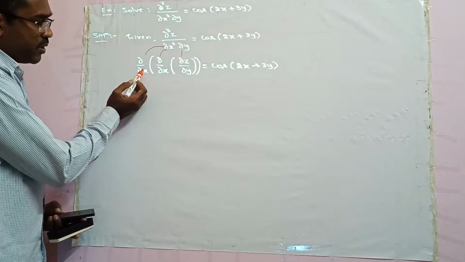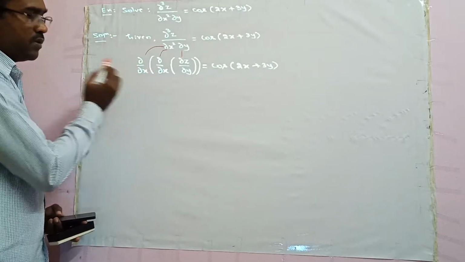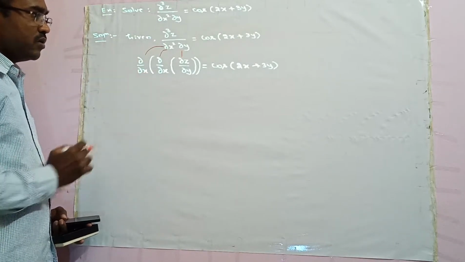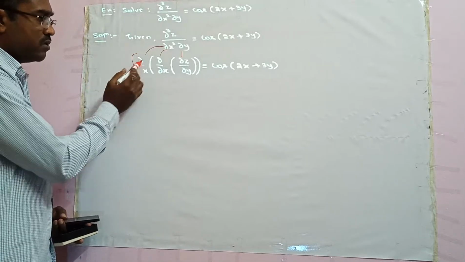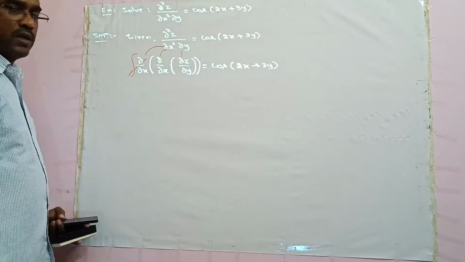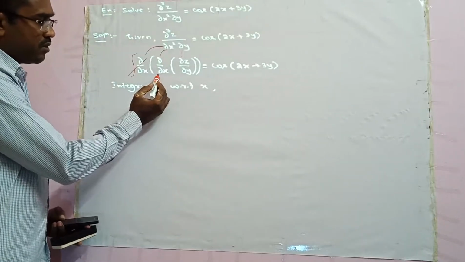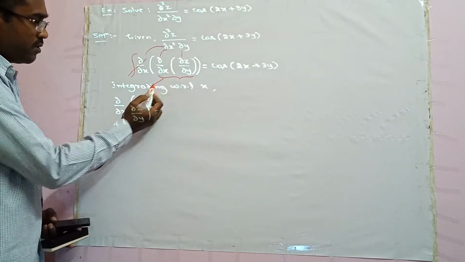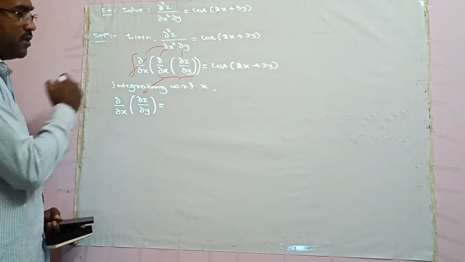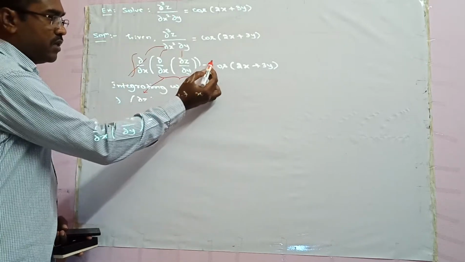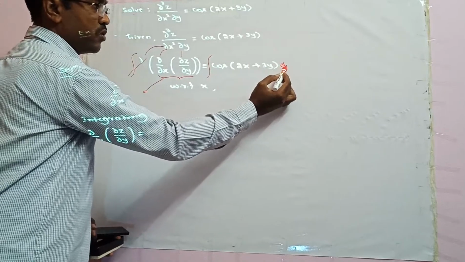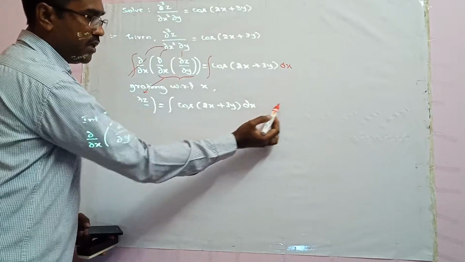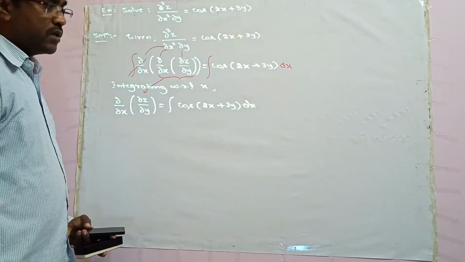First let us integrate with respect to x to eliminate this derivative. What we do? We integrate this with respect to x. If you integrate this with respect to x, this derivative and this integration will get cancelled. So what remains is only these two. This side integration with respect to x, plus integration constant we need to write.